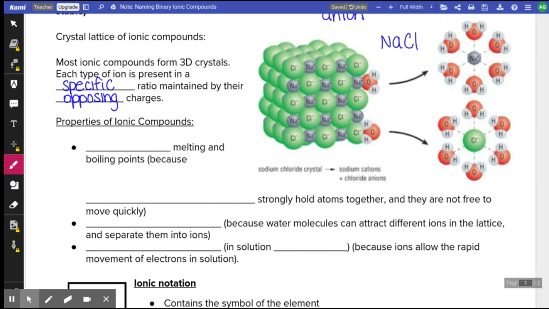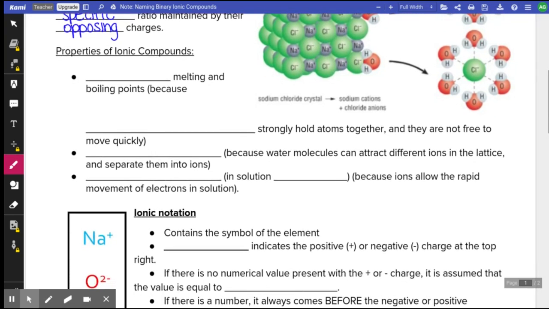Thinking back to what we did with formulas and Lewis diagrams, neither one of those chemical symbols has a subscript, so we assume that it's 1. That means for every 1 atom of sodium, there's 1 atom of chlorine. That's what that means. And those appear together in this crystal lattice.